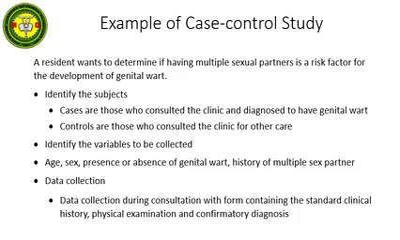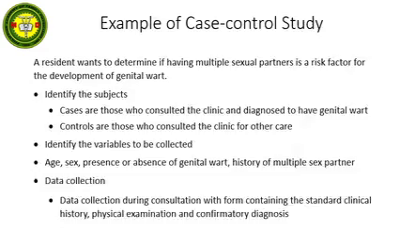A resident wants to determine if having multiple sex partners is a risk factor for the development of genital wart. So what she did, again, OB case, or gynae case, was select those patients consulting at the clinic and diagnosed to have genital wart, and she selected controls consulting at the clinic, but not diagnosed or did not have any genital wart. And then she collected the variables, so age, sex, and history of multiple sex partners 2 years ago or 3 years ago. And then they collect the data and analyze the data.